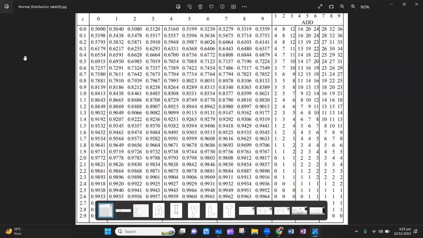Okay, so we have 0.0 at the very top, 6 here, and 7, which is here, which is 28. So add 28 to the last 2 digits. This is what I'm getting: 0.5267.